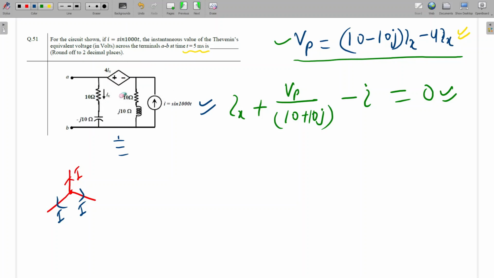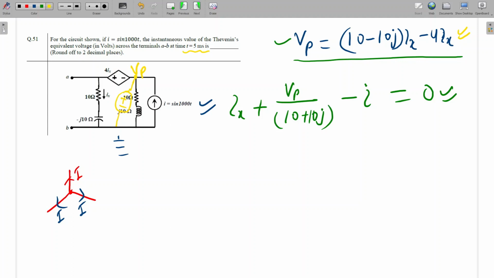See, Vp means the potential of this voltage point. Potential of this point, V AB point. So let's say I am connecting a fixed voltage source between this point and ground. Let's say this is plus, this is minus, connected to ground, and the potential of this point is Vp.